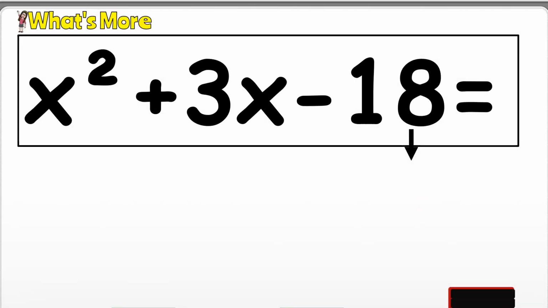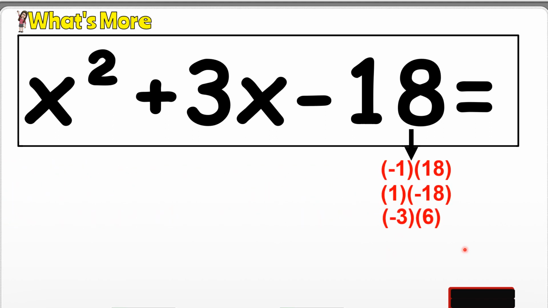Let's have more. How about if we have x squared plus 3x minus 18? Lista natin ulit lahat ng factors ng negative 18. Okay? Negative 1 times 18, 1 times negative 18, negative 3 times 6, 3 times negative 6, negative 2 times 9, and 2 times negative 9. Okay. And then, you look for the numerical coefficient ng middle term mo, which is 3.